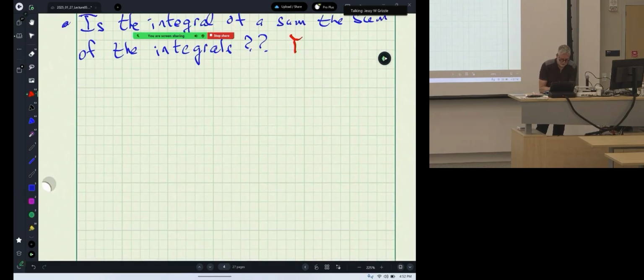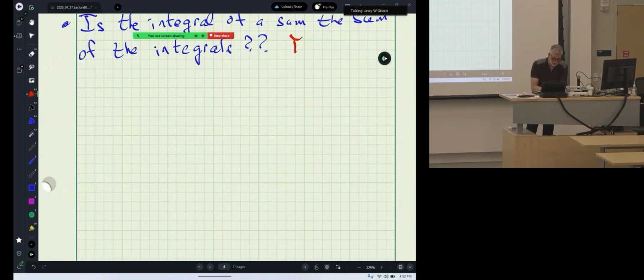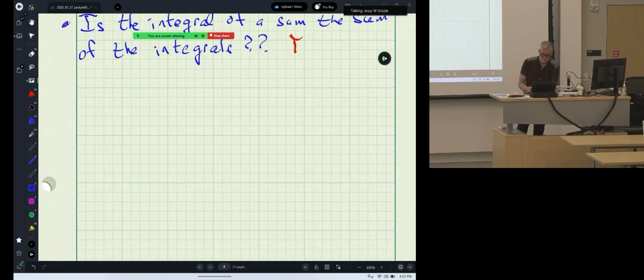But let's just see why that's true from the very definition of what we're defining an integral to be.